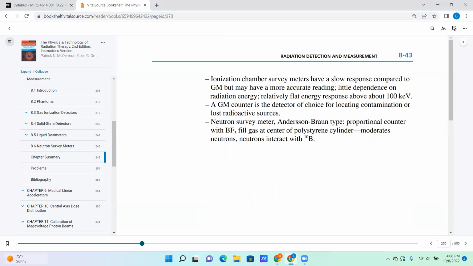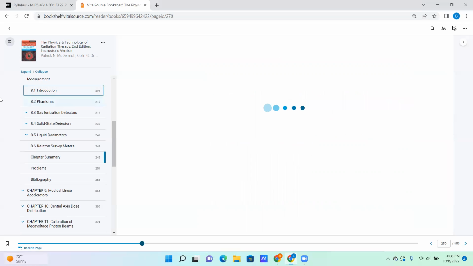Here, this is kind of interesting. A neutron survey meter, an Anderson-Braun type proportional counter with boron fluoride gas at the center of a polystyrene cylinder. Moderates neutrons. Neutrons interact with boron-10. So let's go back to the introduction here.